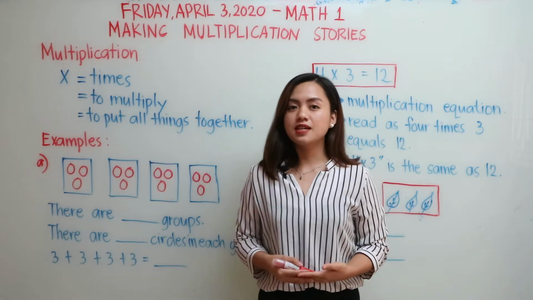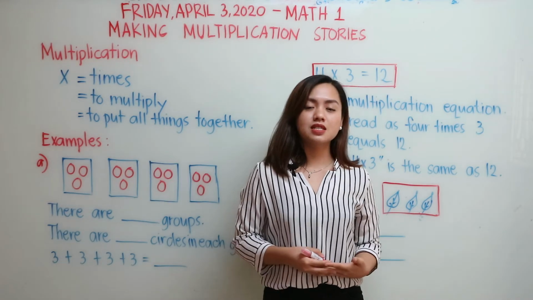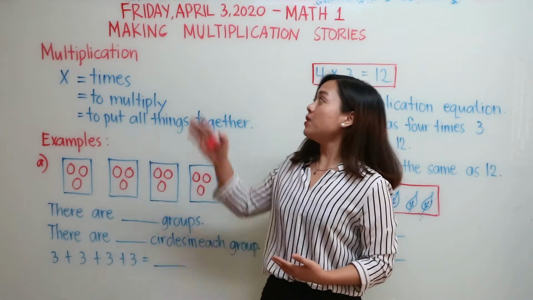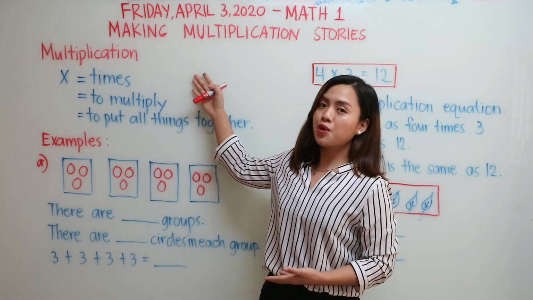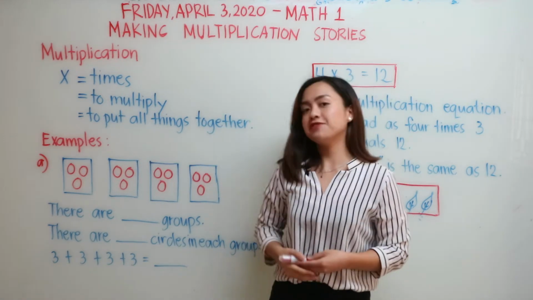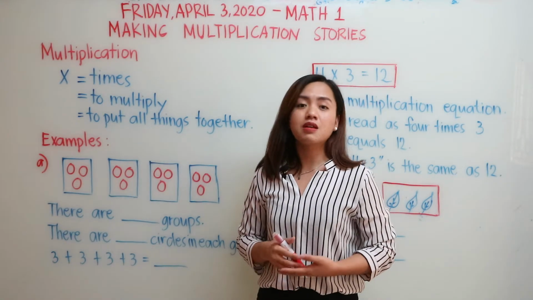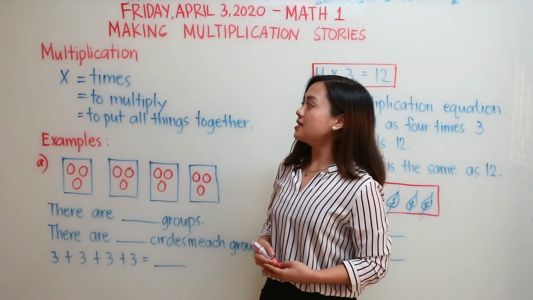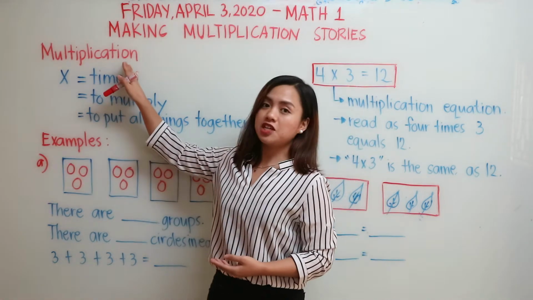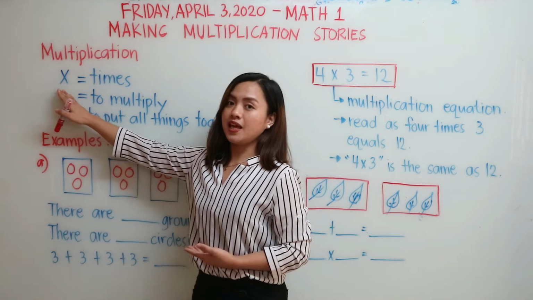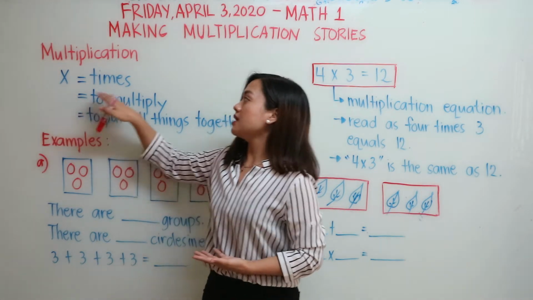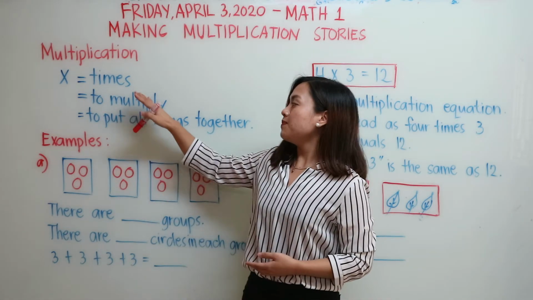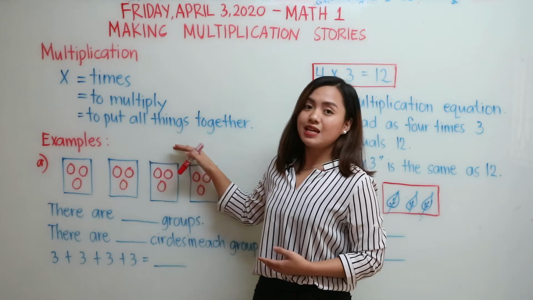But before that, try to remember that we discussed adding the same number in our previous lesson. But before we proceed, let us know what multiplication is first. Multiplication is another operation aside from subtraction and addition. The sign for multiplication is this one, and it is read as times or to multiply. Multiplication means to put all things together.